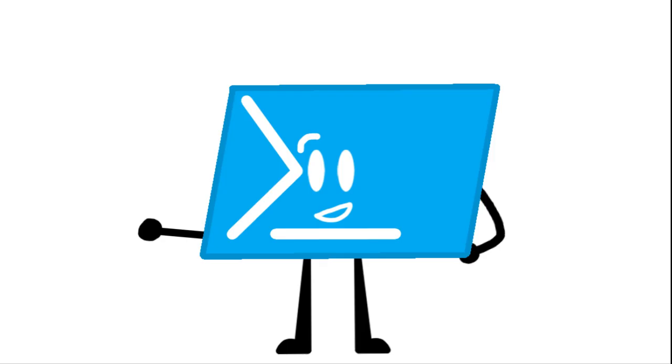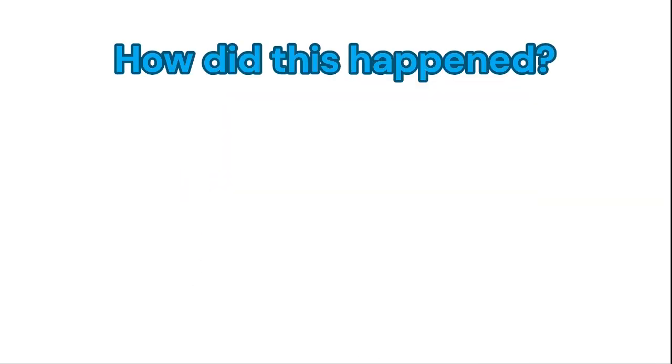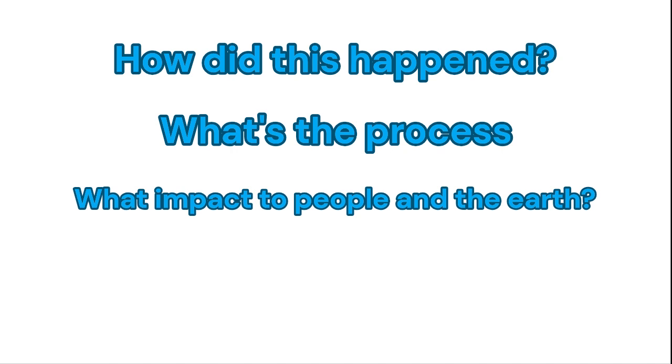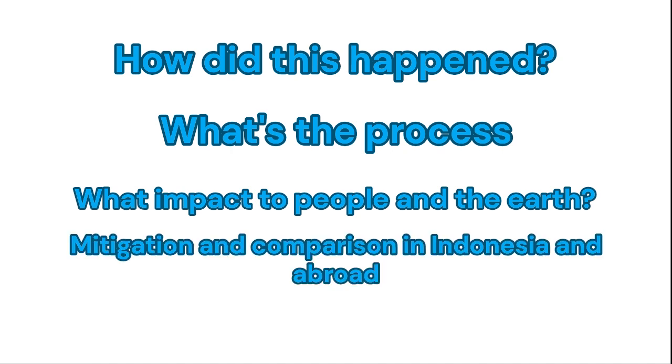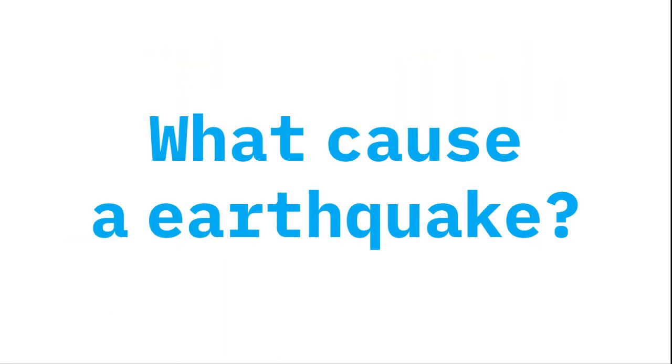Earthquakes do actually have two types, tectonic and volcanic. But today, I'm gonna explain about tectonic earthquakes. I will explain the cause of the earthquake, the process, the impact to people who are affected and the Earth, mitigation, and compare the disaster mitigation in Indonesia with abroad. And finally, I'll show some earthquakes that have occurred in some places. Let's get started with the first one, the cause of the earthquakes.